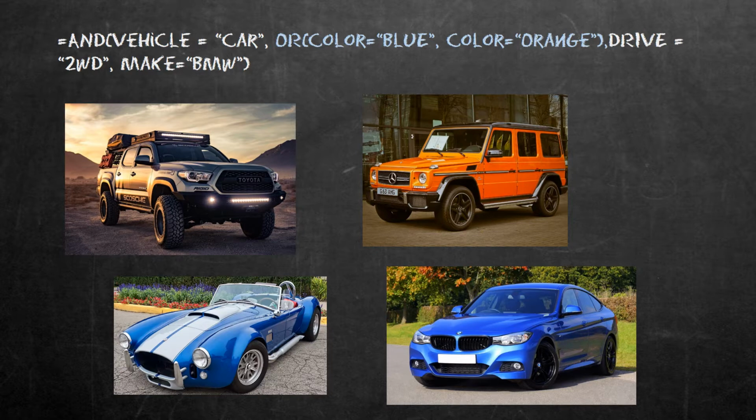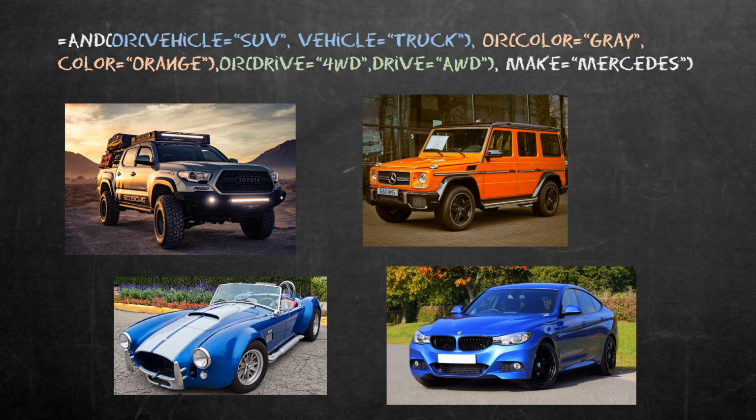So now let's run through a couple examples of using the and or statements together. Here at the top we have one of those examples, and the and statement basically encompasses an or statement within it. The first item in the and statement is the vehicle. That's going to equal car, so that eliminates the top two. Then the second condition within the and statement is actually an or statement. So the car can be blue or orange, so that still eliminates the top. The drive of the car can equal two-wheel drive. That could be either one of the ones on the bottom. And then finally, the last one, the make equals BMW. The only one that meets all those criteria would be the bottom right.